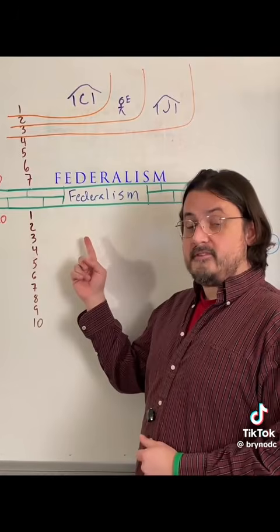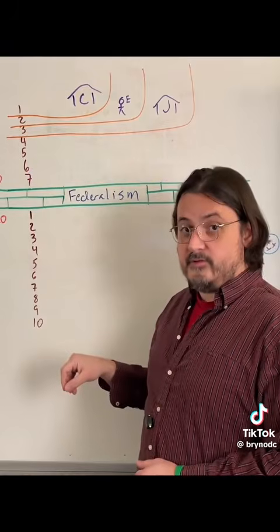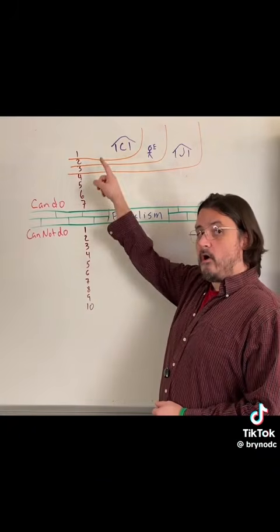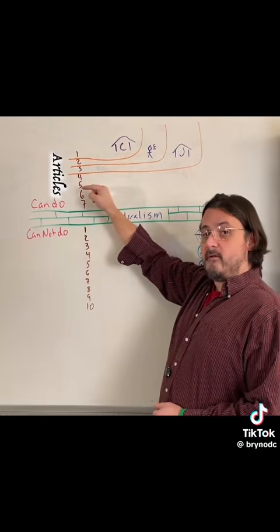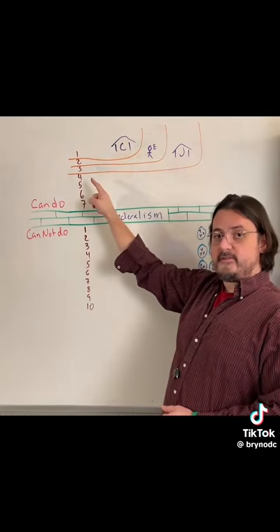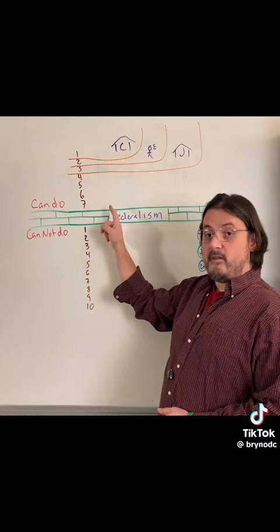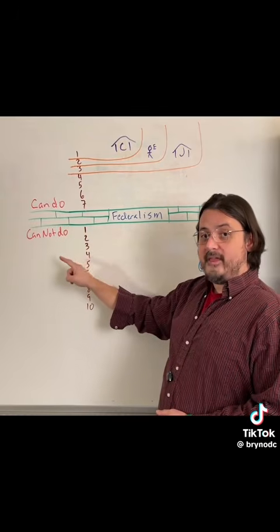This is our wall of federalism. Federalism separates the federal national government from everything else in the Constitution. Above the federalism wall are our 7 articles. The first, second, and third articles of the Constitution define the powers of Congress, the executive branch, and the judiciary. These orange walls represent the separation of powers. Everything above the wall is something the federal government can do. Everything below the wall is something the federal government cannot do.